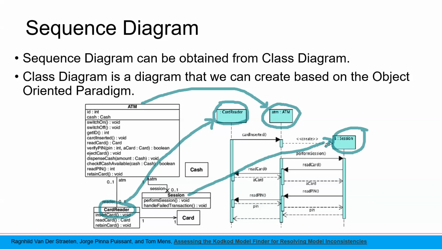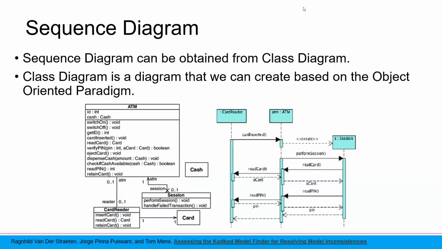Because we have three entities, or let's say three classes, we have three objects for the sequence diagram. Here, I would like to start from the card reader. When someone inserts the card, so card inserted, this is insert card, then there will be a creation message to the session, and at the same time, we will perform the session.